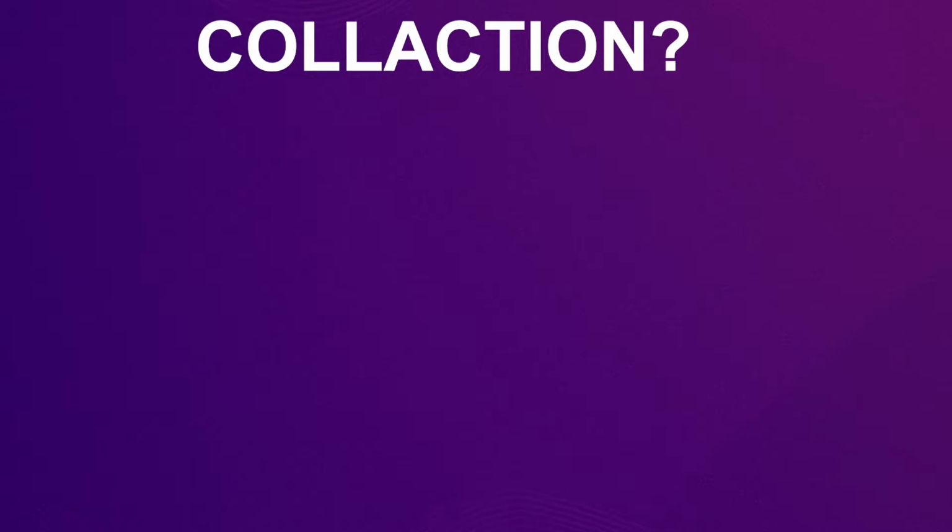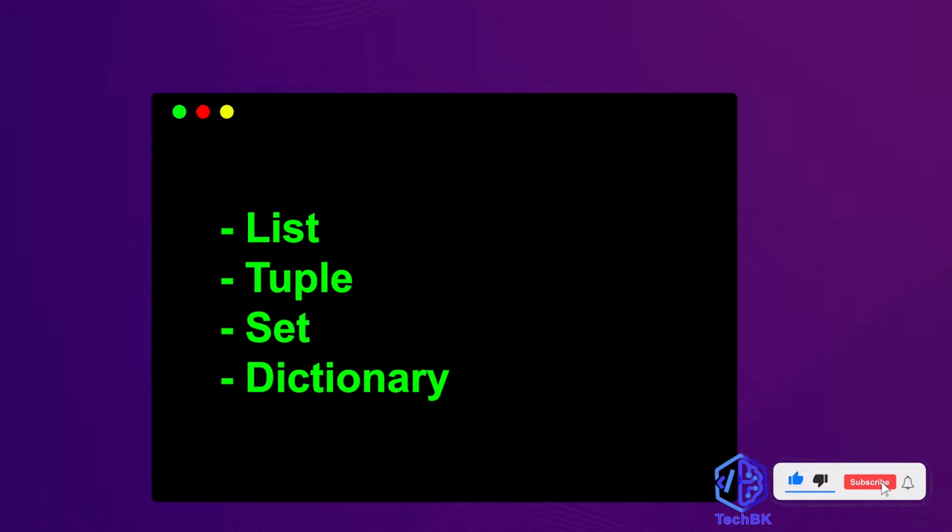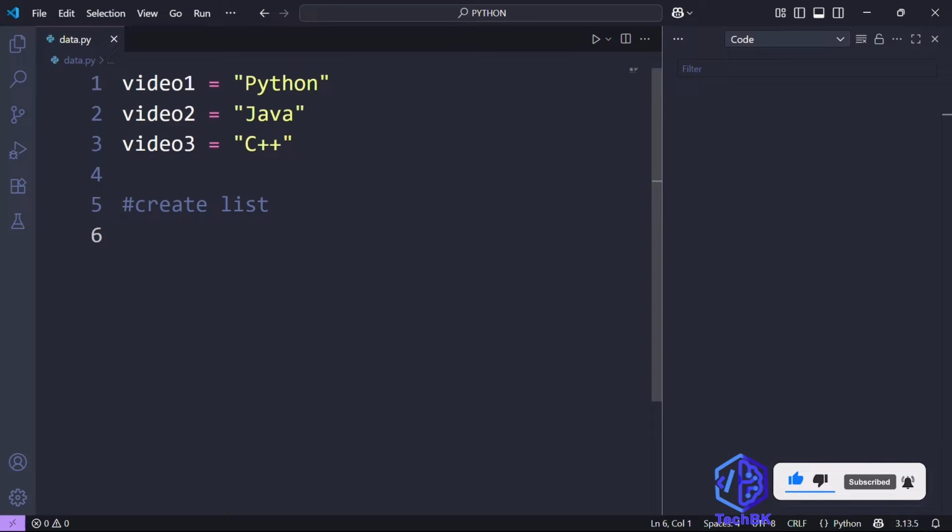Firstly, let's see what a collection is. A collection is a way to store multiple items in one variable instead of declaring each separately. In Python, we have different collections such as list, tuple, or set. Here we have three variables for different videos that store different values. Instead of storing this data separately, we can store it in the same container, which is a list. In Python, we can think of it like your Watch Later playlist, storing all videos in one place.